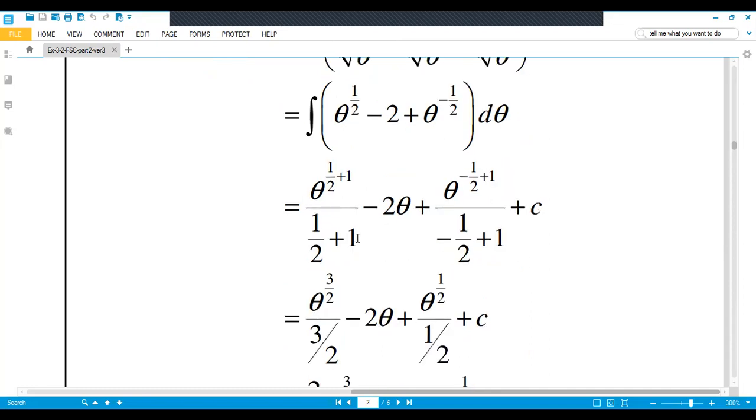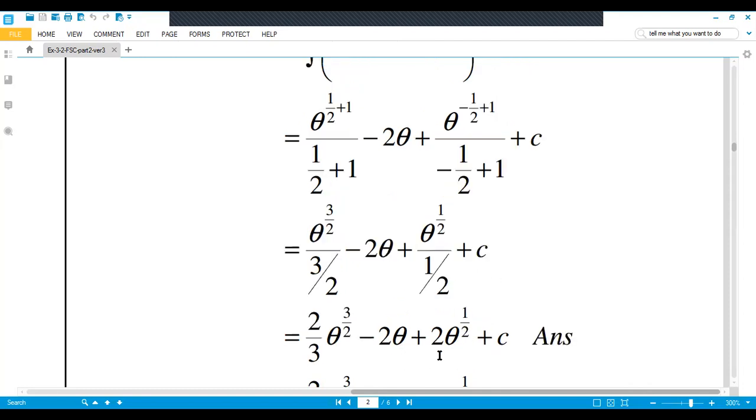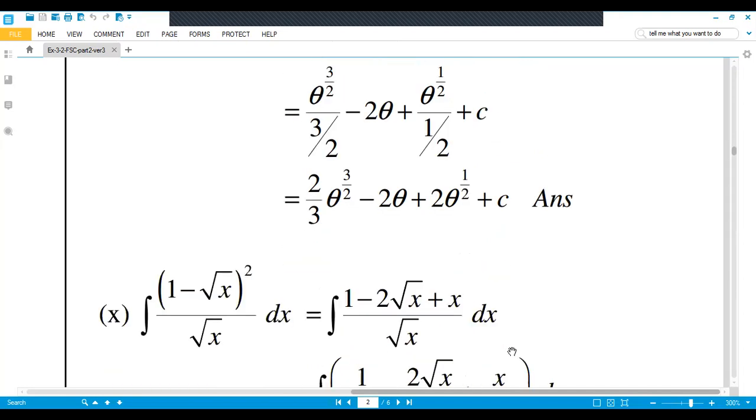So you add them, 3 over 2 you get, and minus 2 theta you copy as it is, with minus 1 over 2 plus 1, which is 1 over 2. So it will come in the numerator: 2 over 3 theta power 3 over 2 minus 2 times 2 theta power 1 over 2, plus c. This is the required answer.